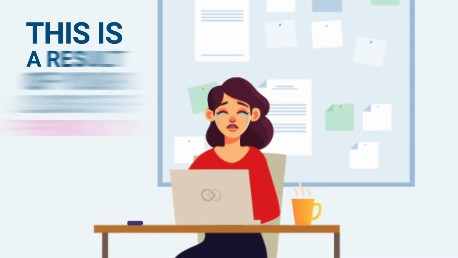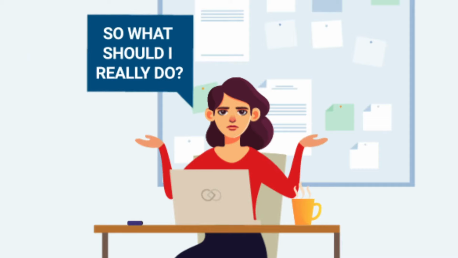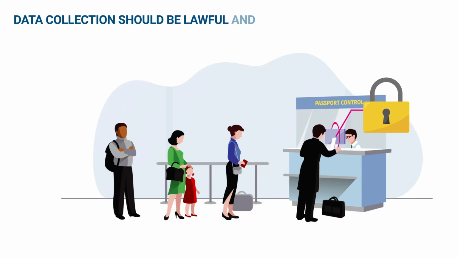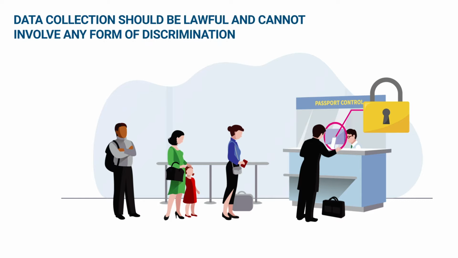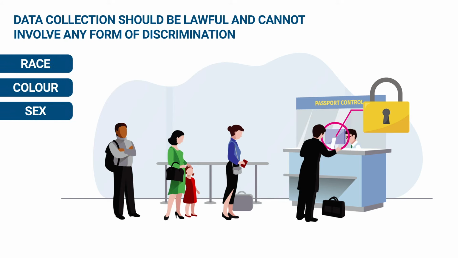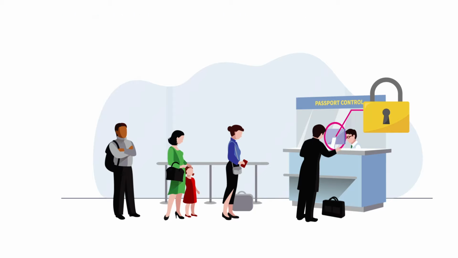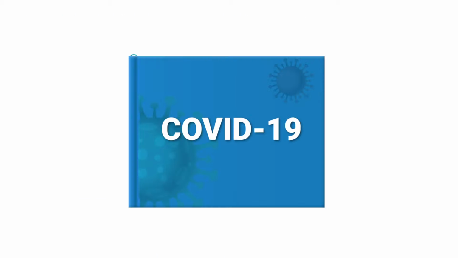So you understand the problem, but what can you do about it? Well, we have to strike a balance. It is important to share information as requested by authorities in the public interest and in adherence to laws. But authorities are also responsible to protect the information they possess and avoid the misuse of private data. Data collection should be lawful and cannot involve any form of discrimination based on race, color, sex, language, religion, or social origin. How does this work during the current context with COVID-19?